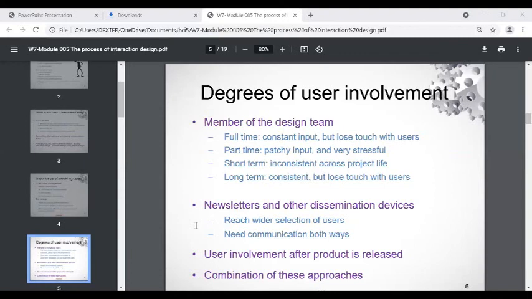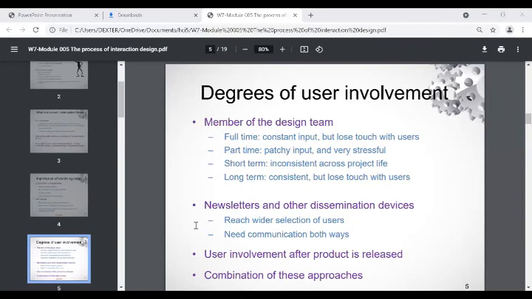If a number of users from each user group are co-opted part-time for a limited period, input is not necessarily consistent across the whole project. But careful coordination between users can alleviate this problem. In this case, one user may be part of the design team for 6 months, then another takes over for the next 6 months, and so on.